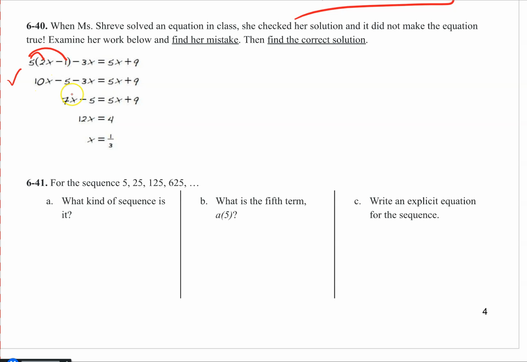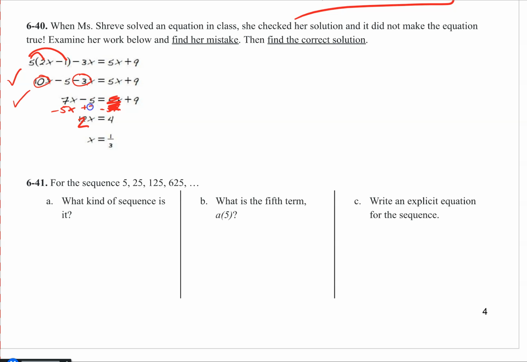Then we've got 10x and a negative 3x. So let's combine like terms. That makes 7x. So that's good, 7x minus 5. And then what do you do next? So I would take away 5x from each side. So this makes a 0 pair. And 7x minus 5x is actually 2x.